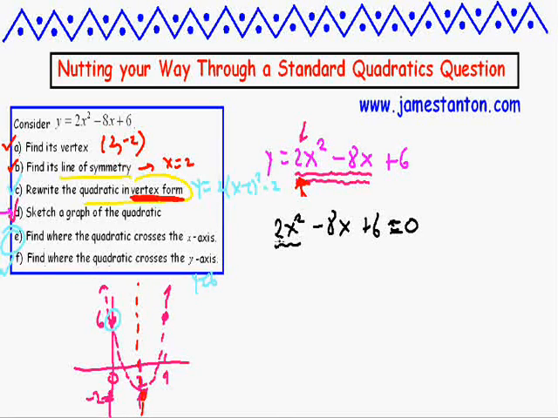Right now, 2x squared is pretty awkward. I could deal with root 2 if I want. I'm not going to. I'm going to multiply everything by 2, because then I'll have 4x squared minus 16x plus 12 equals 0. Actually, if I was clever, I would have divided everything by 2, but let's go with this route. I don't have to be smart all the time.